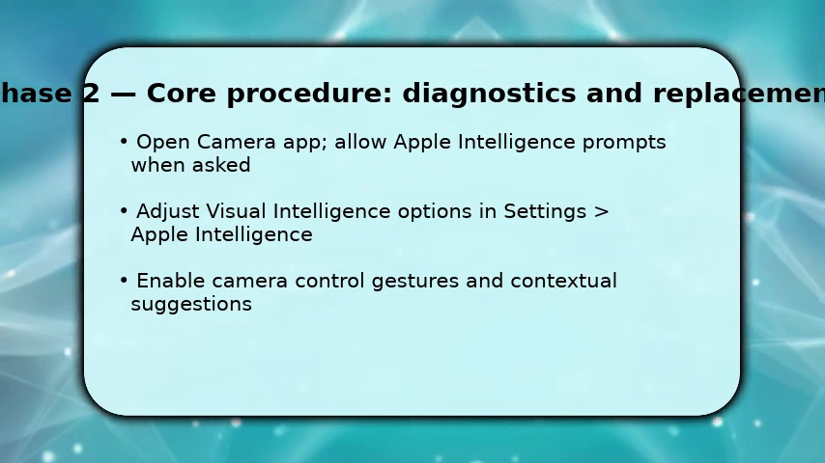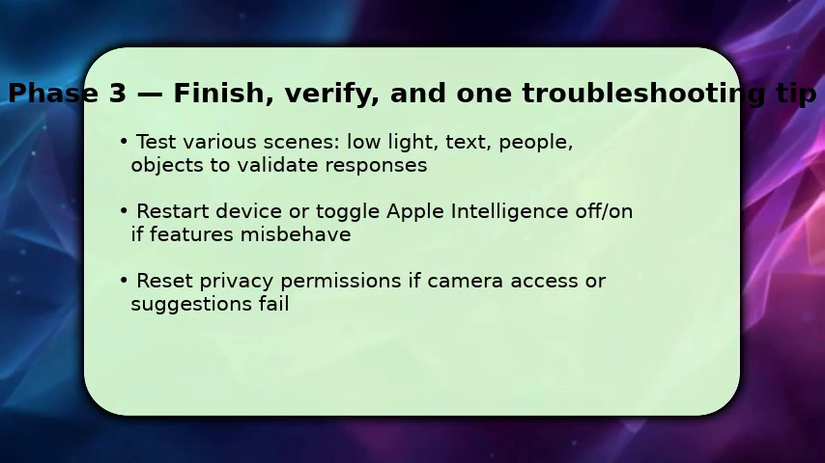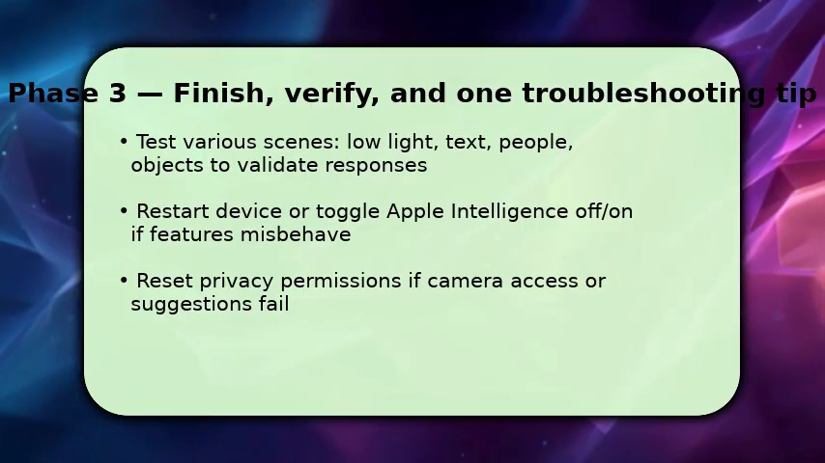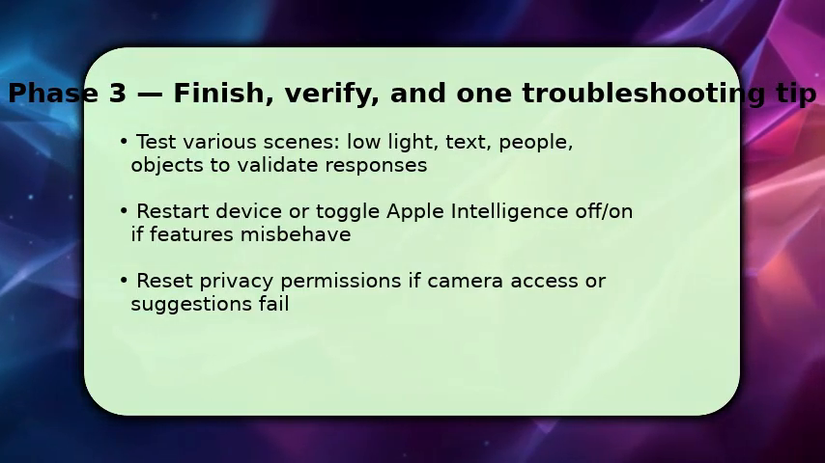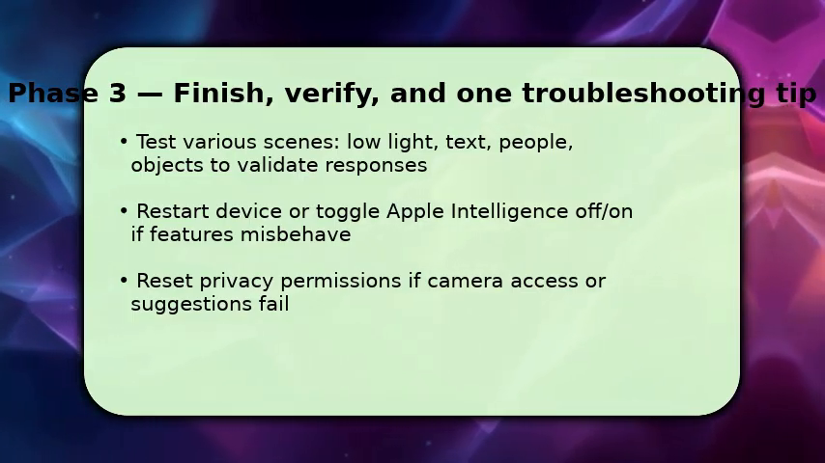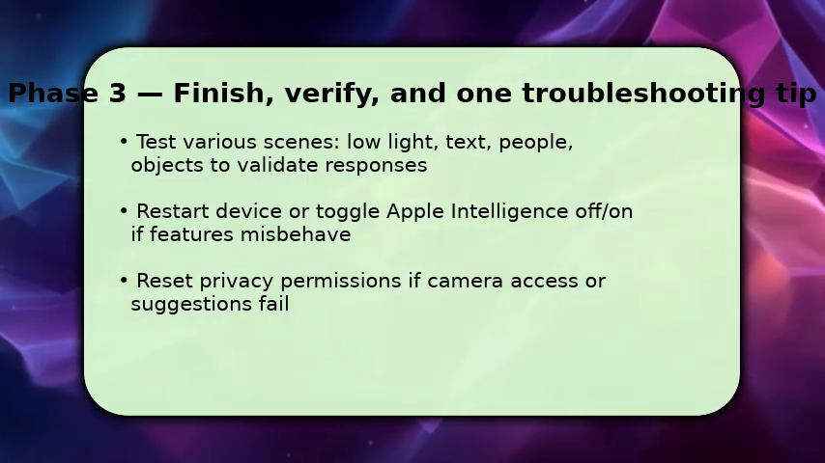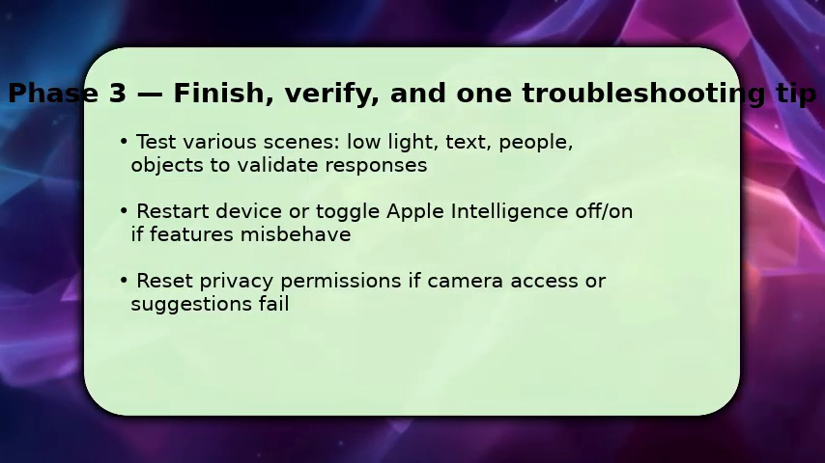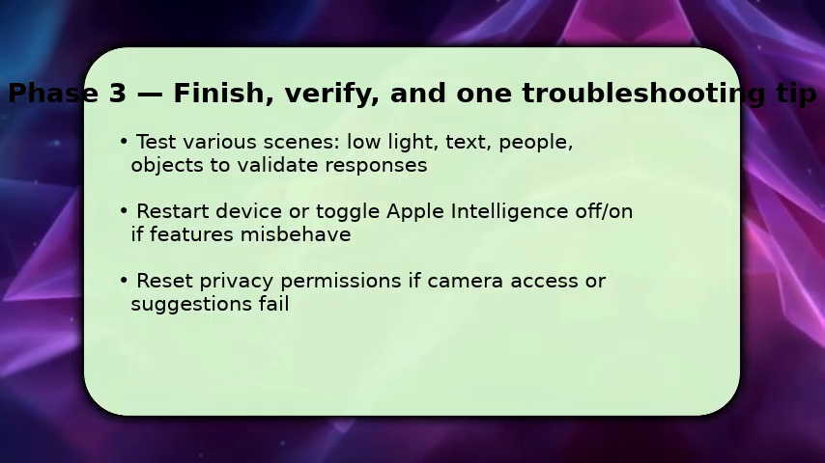This keeps analysis limited. Finish by testing camera control in real scenarios. Point at text, faces, or low-light scenes and watch for live suggestions and framing cues. If suggestions don't appear, restart your device and toggle Apple Intelligence off and on. This often resets sensors and services. If problems persist, reset camera and Siri privacy permissions in Settings and regrant access. That resolves many permission conflicts.